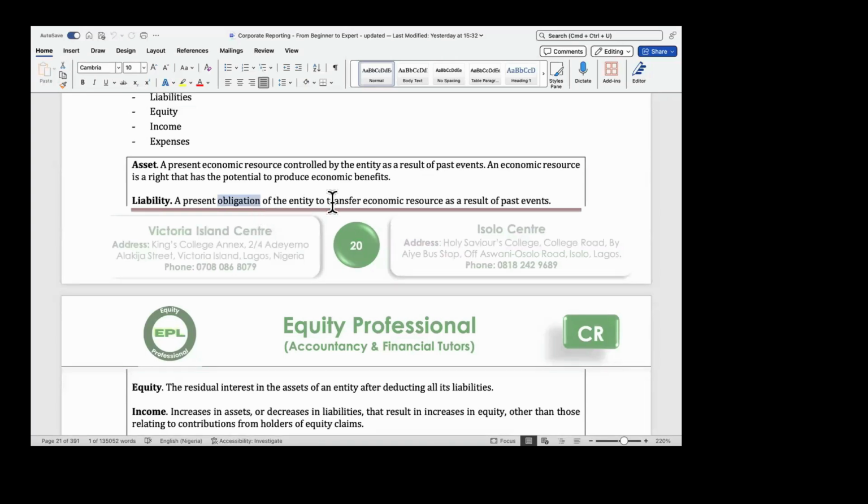The duty in this context is to transfer economic resources, to transfer what is making money for you, as a result of past events. When you have a duty that you cannot avoid and it entails transferring economic resources, you have a liability, whatever it is. These definitions are principle-based, and the whole idea of accounting is around them. When you understand this definition, you know when to recognize a liability. It's not about when money leaves. This definition is what accrual basis is all about.